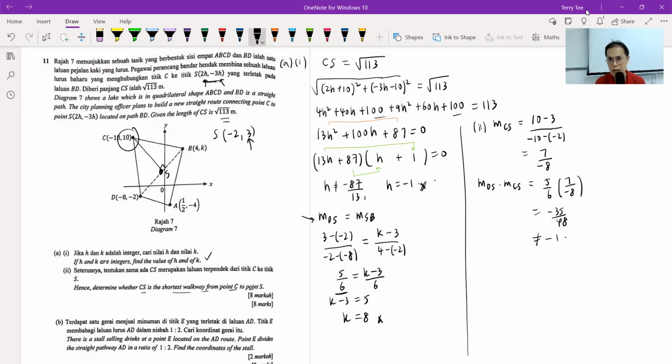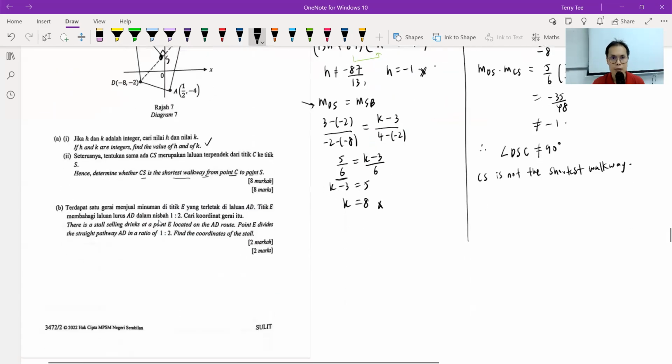If it's not -1, meaning angle DSC is not 90 degrees. If it's not 90 degrees, meaning CS is not the shortest walkway from C to S. Okay, don't have to write for that. I'll just say it's not the shortest walkway. That will do. Okay, next part. Let me continue with this.